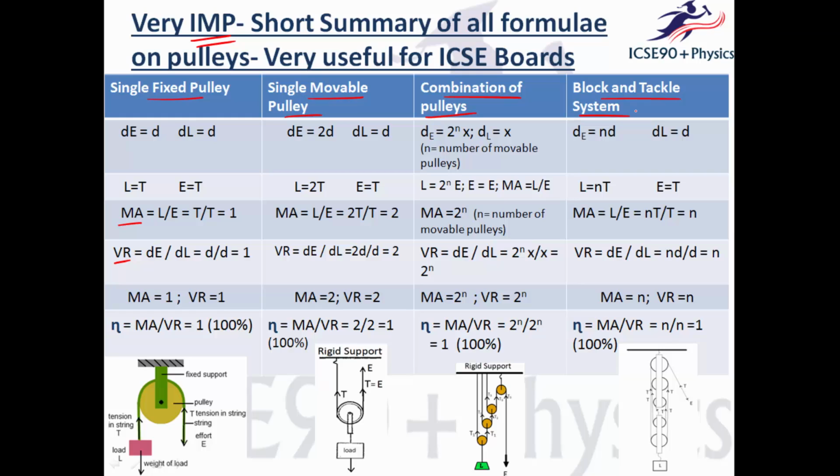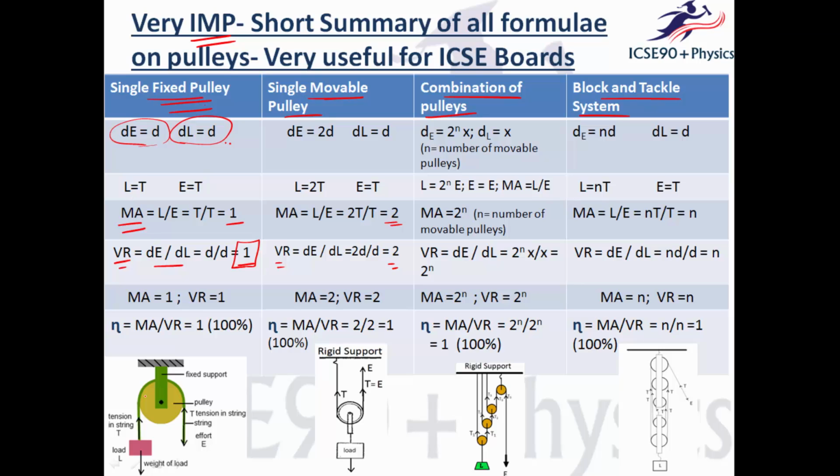You will not easily find this table summary in any book, and it has thus been established only for the purpose of your convenience. Now we know the mechanical advantage is 1 and the velocity ratio is 1 for a single fixed pulley, whereas for a single movable pulley, the mechanical advantage and the velocity ratio are 2. Why is that so? Because the distance moved by the effort is d, and the distance moved by the load is again d for a single fixed pulley, and we know the velocity ratio is dE upon dL, which is nothing but d by d, which is 1.